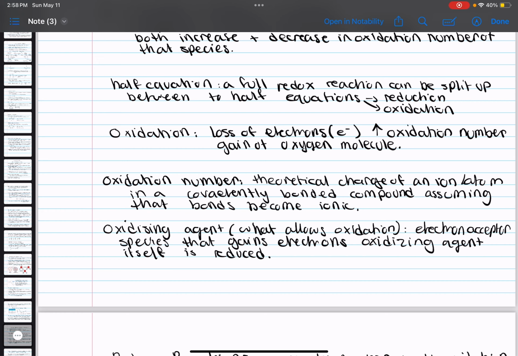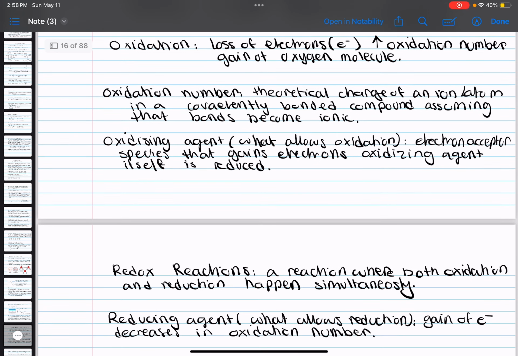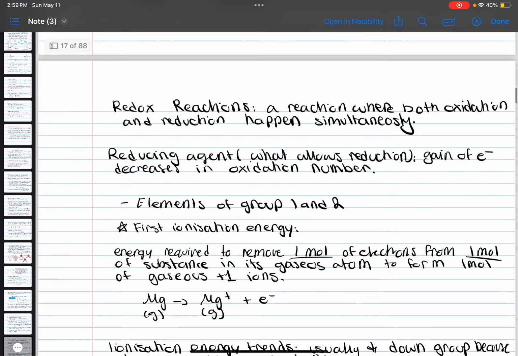So one of them is reduction, one of them is oxidation. Oxidation is loss of electrons, increase in oxidation number, or gain of oxygen. Oxidation number is a theoretical charge of an atom in a covalently bonded compound, assuming that the bonds become ionic. And then an oxidizing agent is what allows oxidation, so it's an electron acceptor, a species that gains electrons. The oxidizing agent itself is actually reduced, okay?